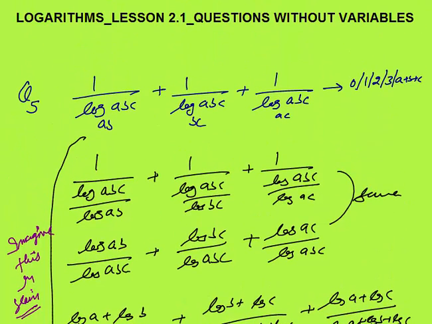The objective is to enhance our brain capacity, and enhance the speed of solving questions with logic, concepts and options. That was all about lesson 2.1, questions without variable. In the next lesson I will continue with more on logarithms.